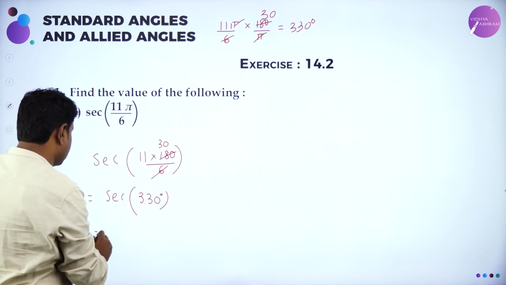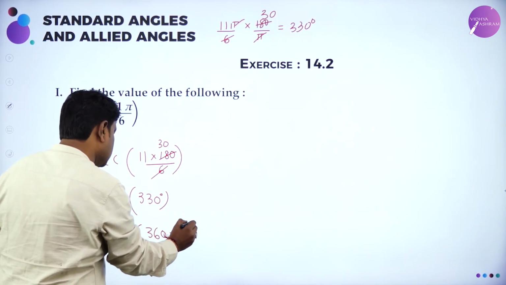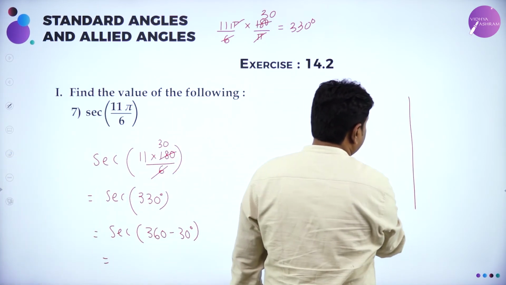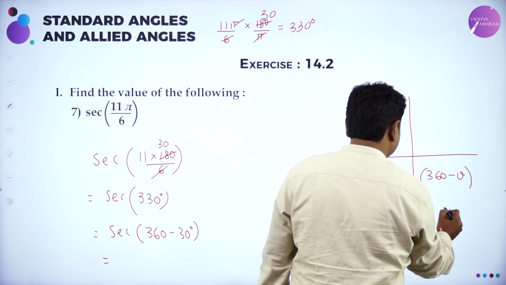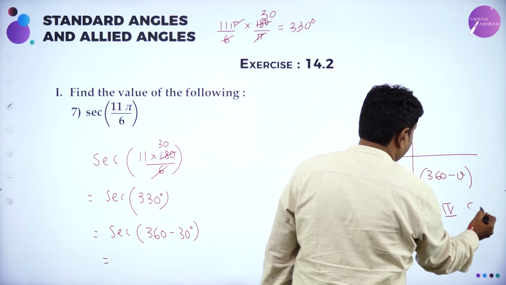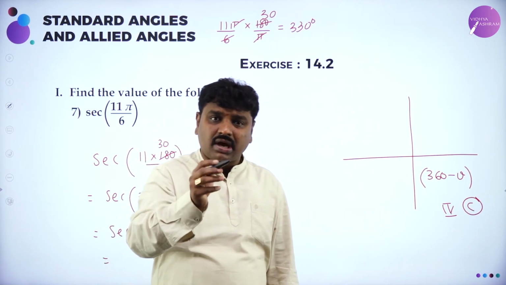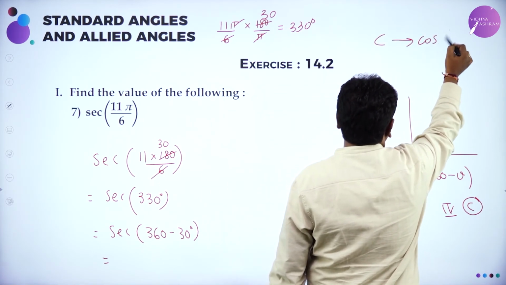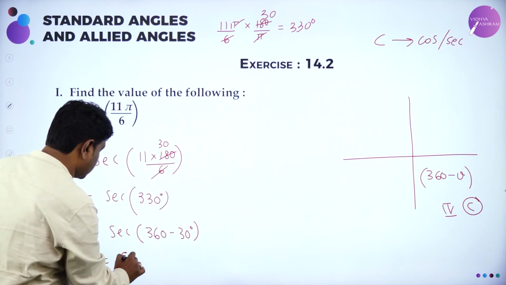Now it is easy. It is in the form of secant of, can I write it as 360 minus 30? So now it is in the form of 360 minus theta. All of you know 360 minus theta lies in the last quadrant, the fourth quadrant. In the fourth quadrant, the alphabet is C, ASTC. C means cos or its reciprocal. Letter C stands for what? Cos or secant, both are positive. So this is secant, so it is positive. It will become secant 30.